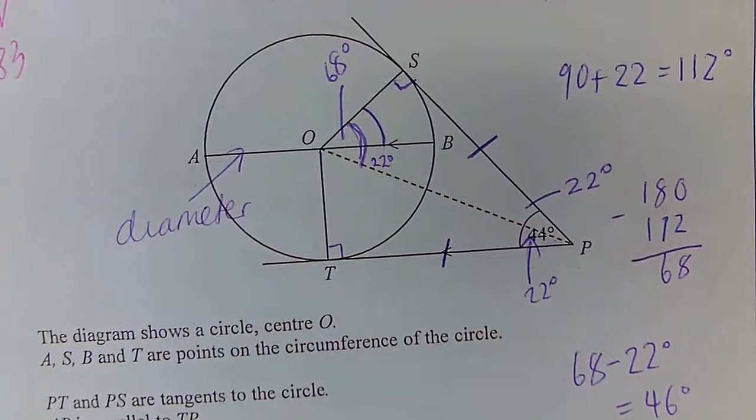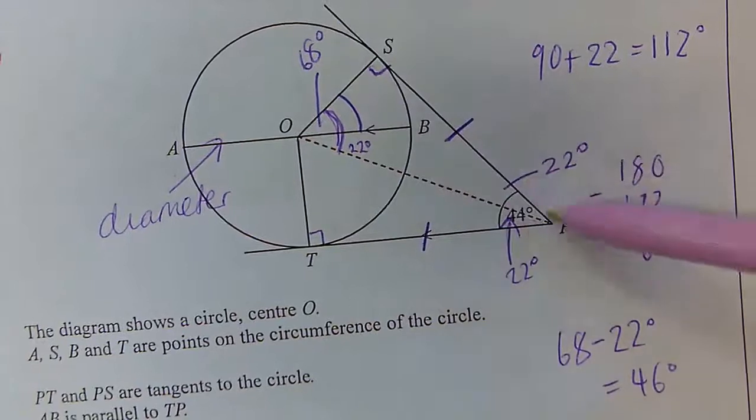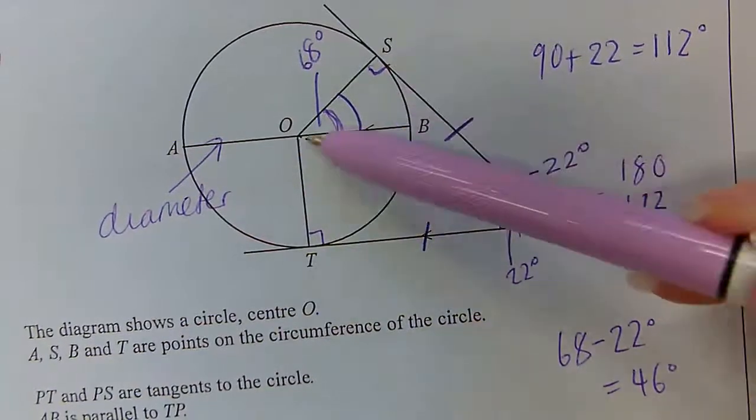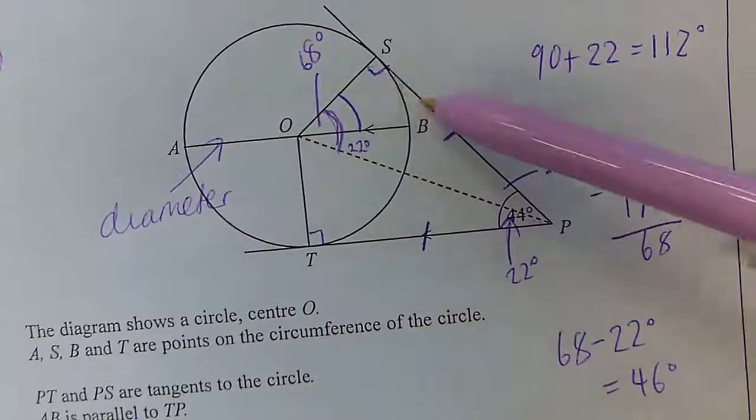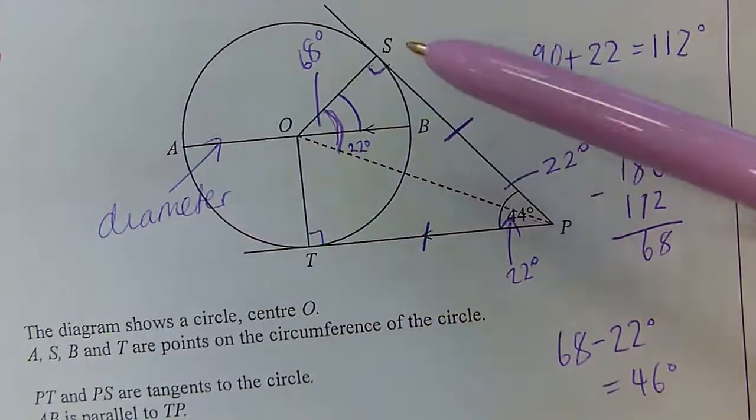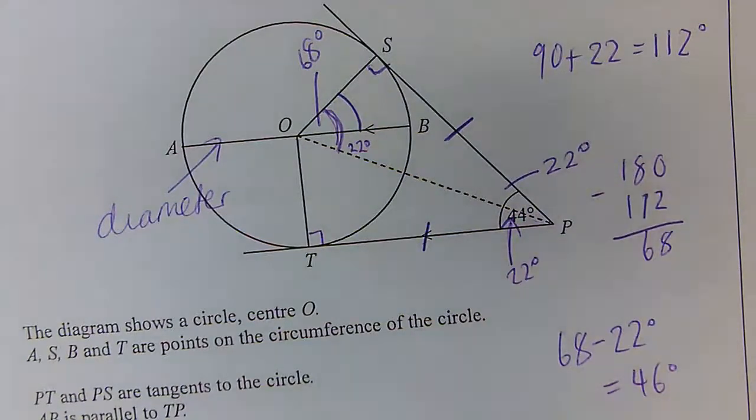Okay, that was quite a challenging question. Some of the key points there were angles in a triangle, Z angles, or alternate angles, are equal, a radius meets a tangent at 90 degrees, and the fact that this would cut this exactly in half. So there were some key points there.